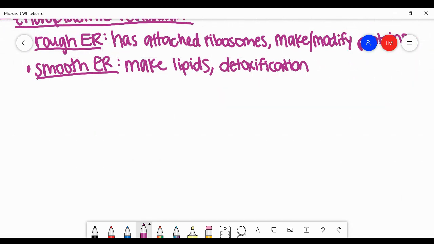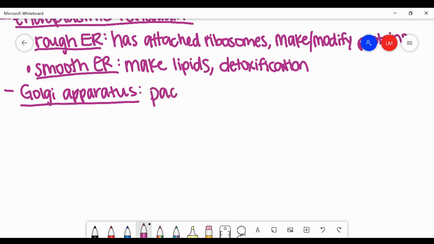Next is the Golgi apparatus. The G in Golgi is always capitalized because it is named after a person whose last name is Golgi. The job of the Golgi apparatus is to package proteins. Or other things that need to be sent elsewhere or outside of the cell.